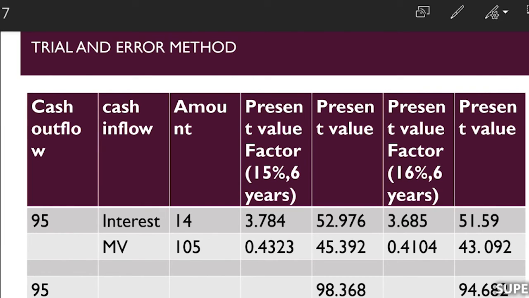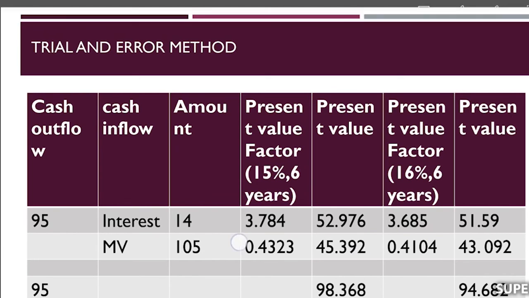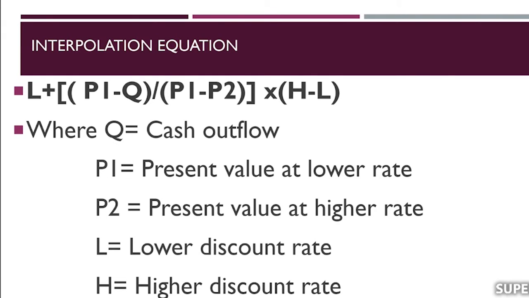Now we need to calculate the actual YTM. For that, we are applying the linear interpolation formula. The linear interpolation formula can be used to find a new value from two given points. So here our YTM lies between 15% and 16%, and we need to know the actual value. So we are applying the linear interpolation formula. The equation is like this: L plus P1 minus Q divided by P1 minus P2, into H minus L.